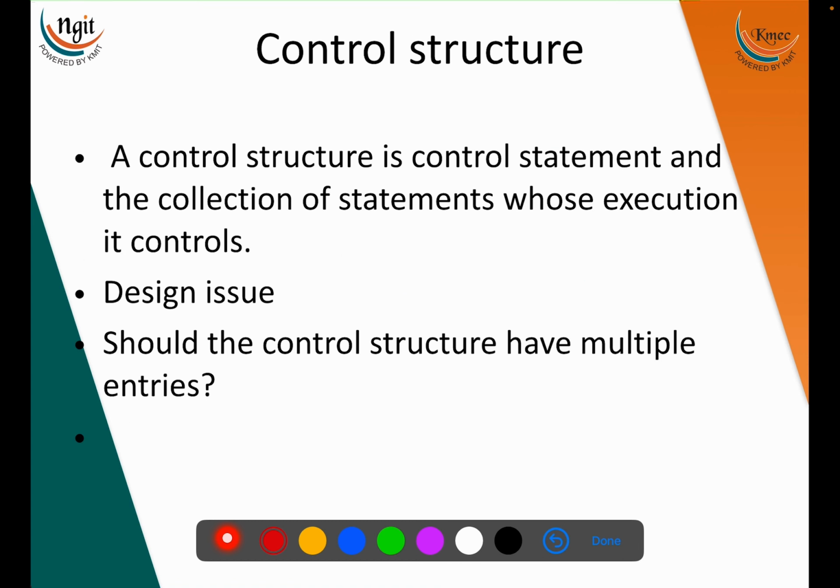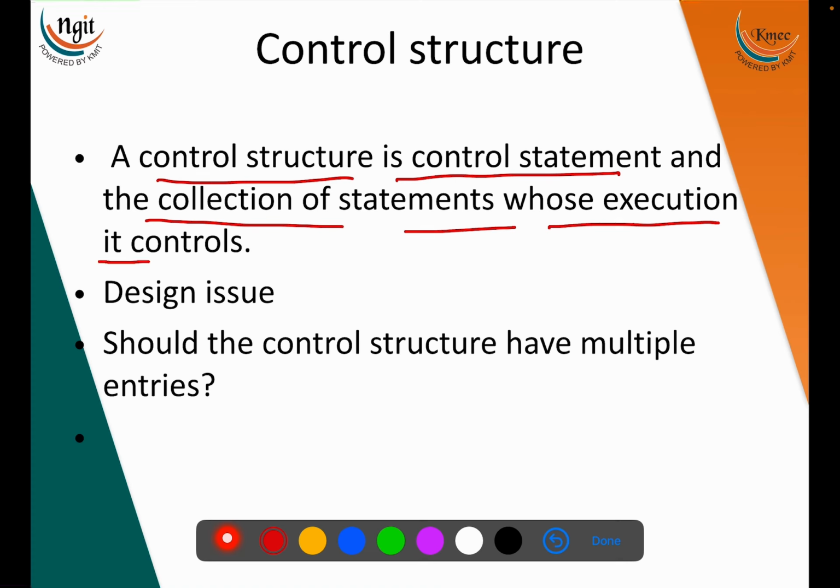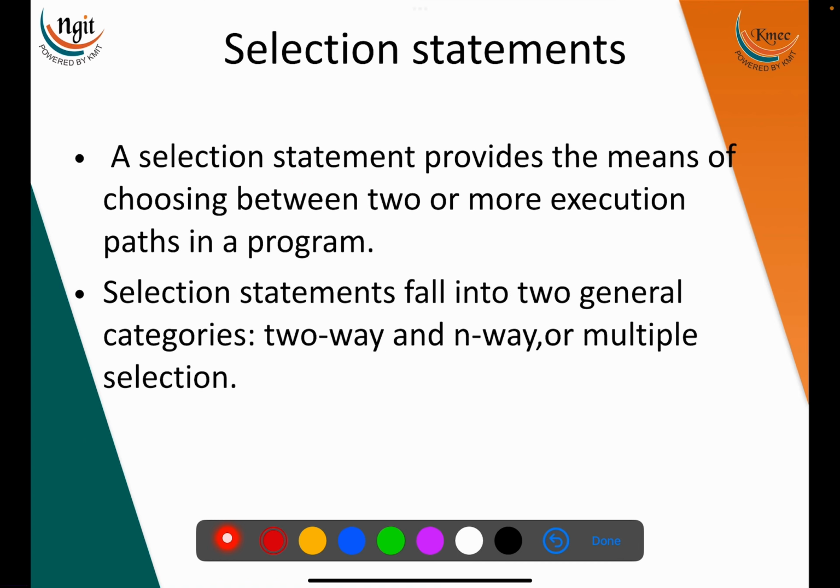So what is a control structure? A control structure is a control statement and the collection of statements whose execution it controls. We have only one design issue, which is: should the control structure have multiple entries in the program or not? Now we'll see how control is given to the program through a control structure. There are particular statements, which are selection statements, unconditional statements, and conditional statements. Let's learn about the same.